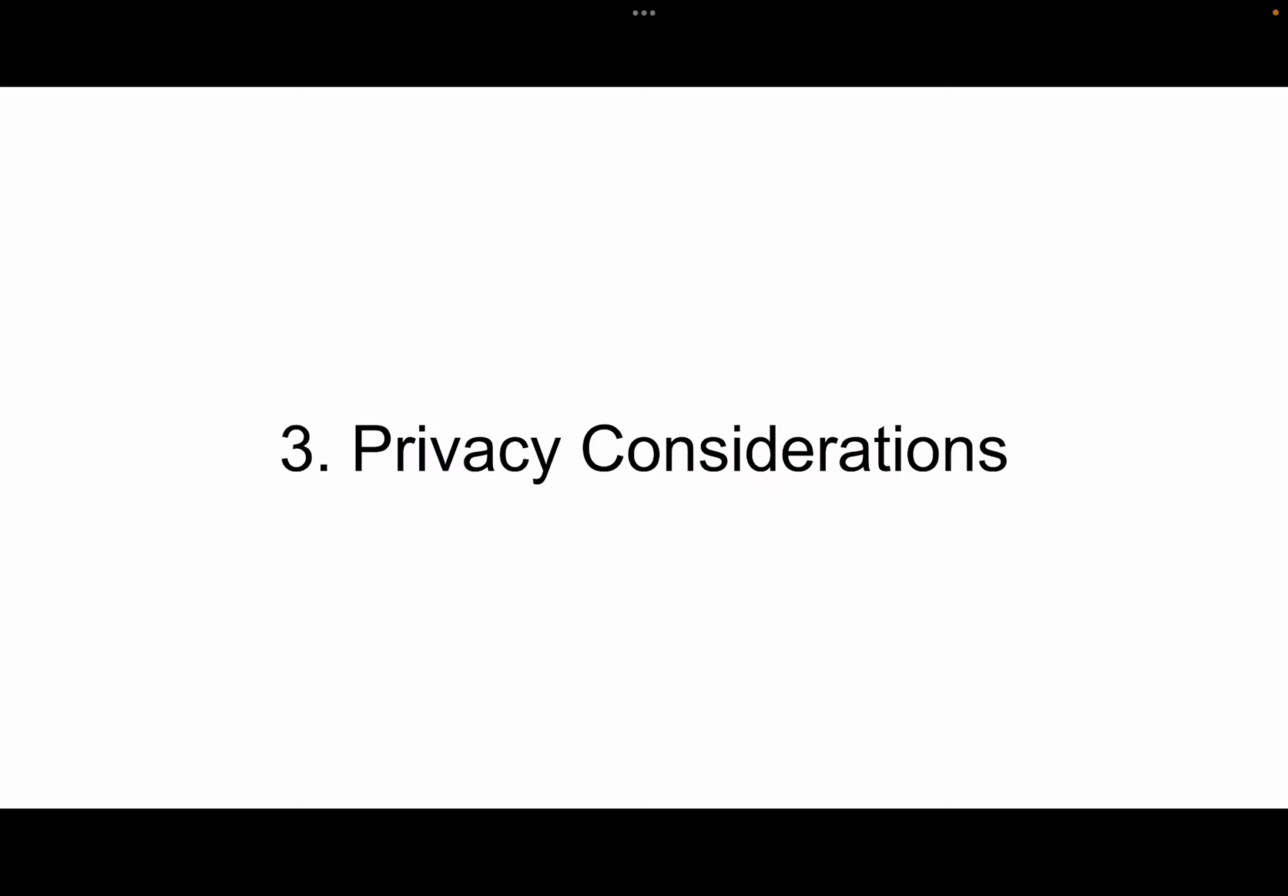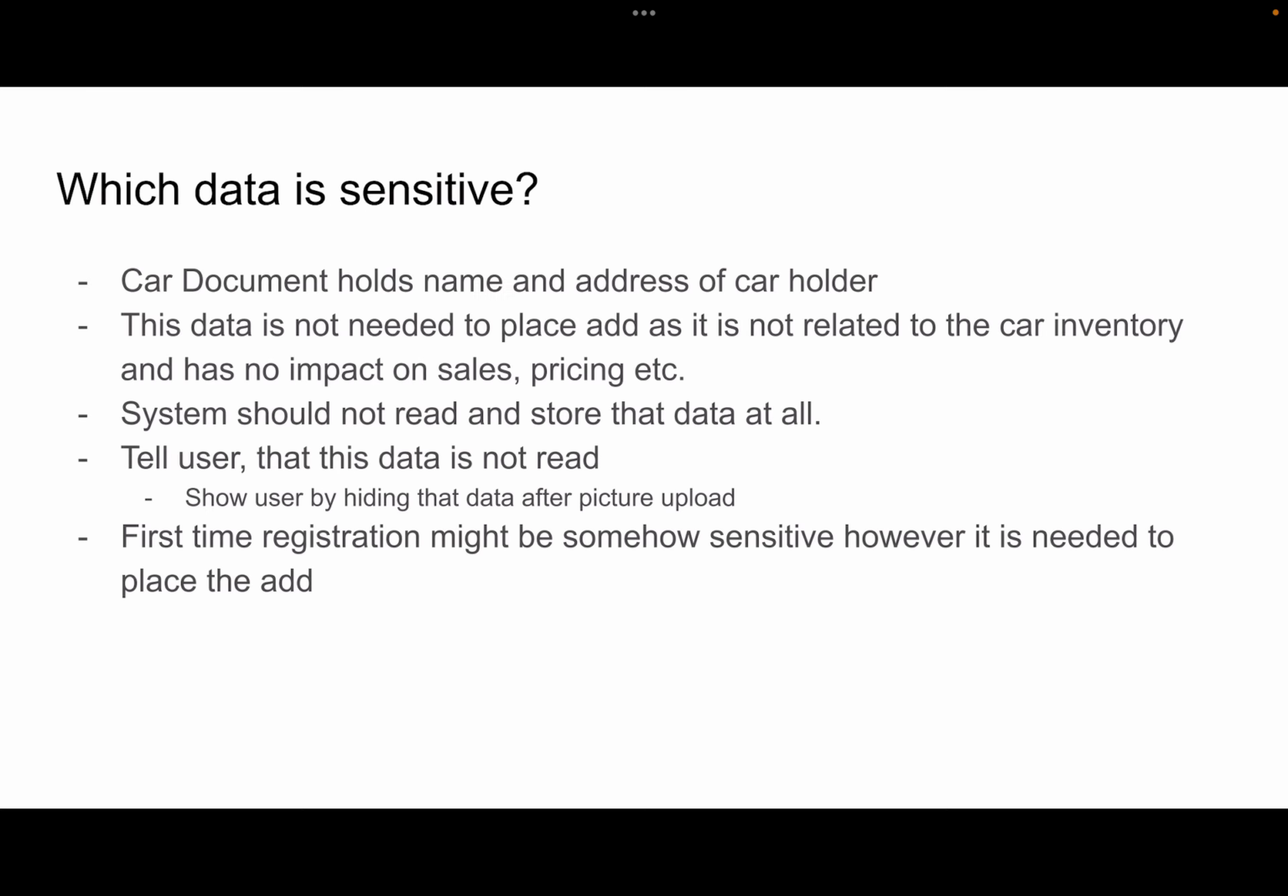Third topic, privacy considerations. Which data is sensitive? The car document holds name and address of the car holder. This data is not needed to place the ad. It is not related to the car inventory, and it has no impact on sales or pricing. So this system should not read and store the data at all. The system's gonna tell the user that the data is not read and not stored, not detected. We could, for instance, make it also visual, so that we hide that data after the picture has been uploaded.